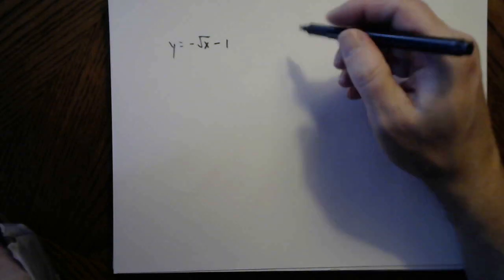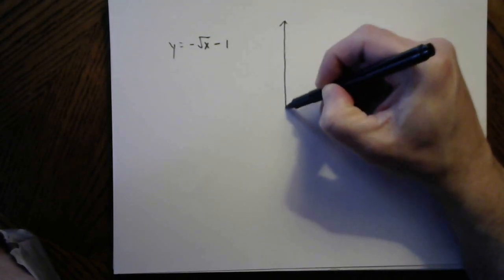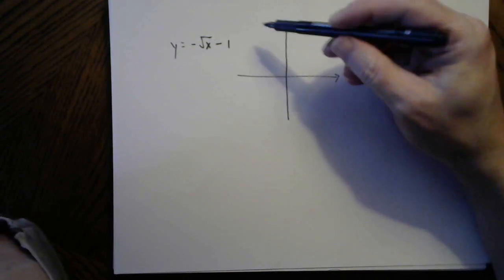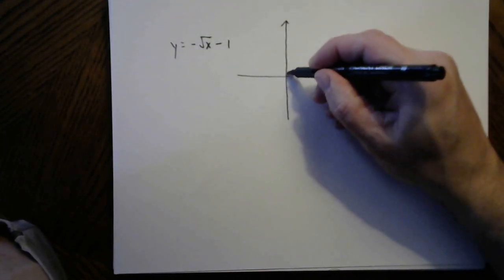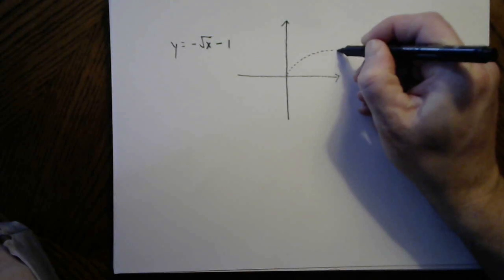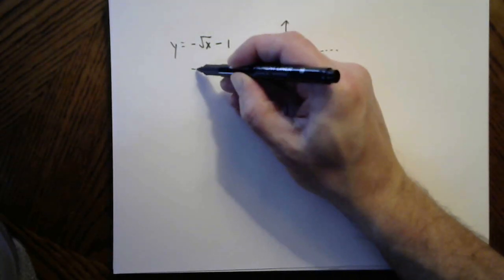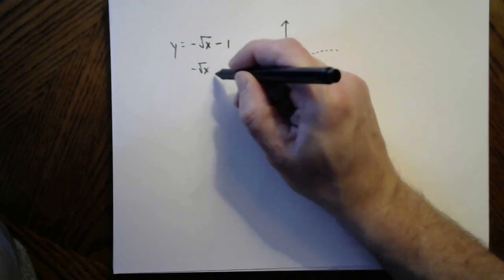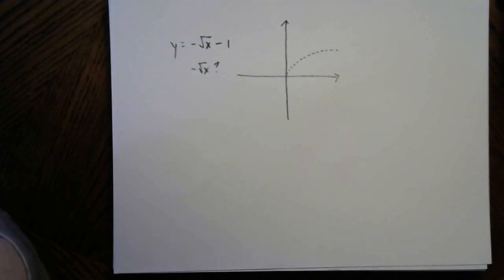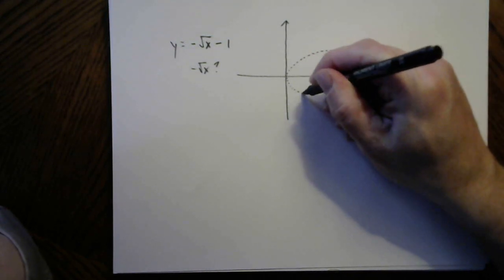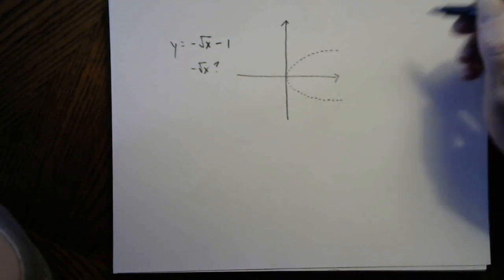Okay, so what is the original? What's the old function? The old function appears to be the root function. So we know that looks like that. So the first thing I see is that I'm negating the original. Okay, what does that do? Well, that was a vertical reflection. So that would put me here.